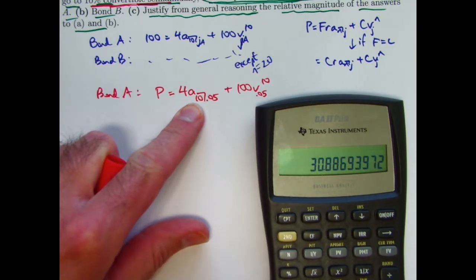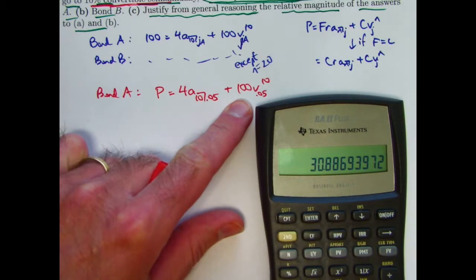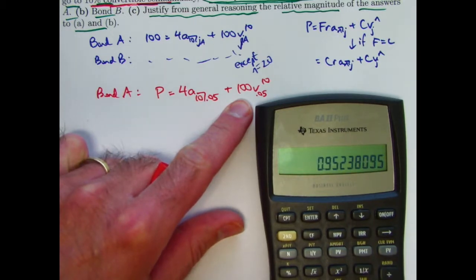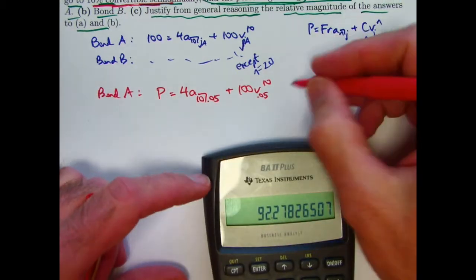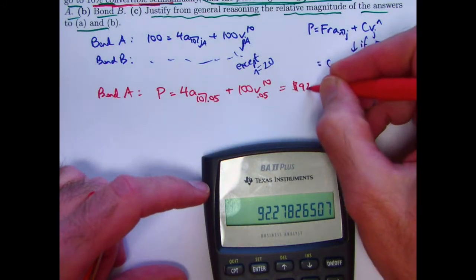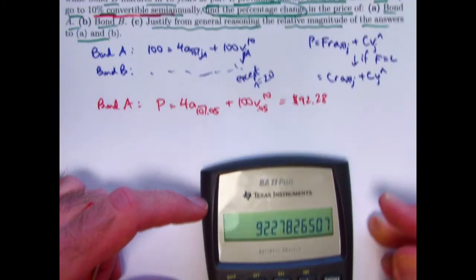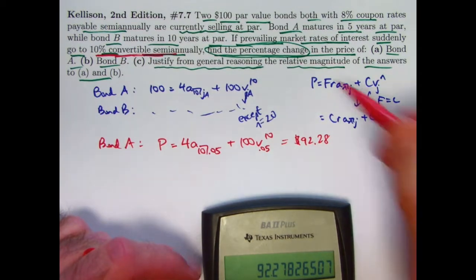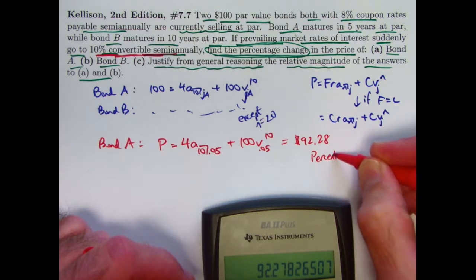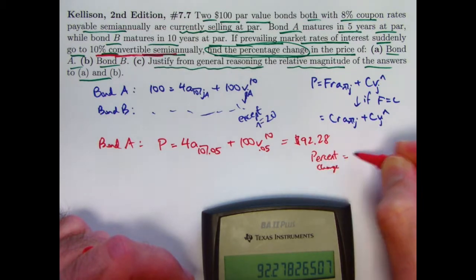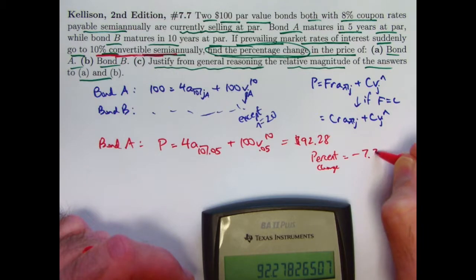Store that in register 1. Present value of the redemption amount: 1.05, reciprocal, there's V, raised to the 10th power. Multiply by 100. There's the present value of the redemption amount. Add to what's in register 1. The price is now $92.28. What percentage decrease is that? It went from 100 down to that. The percent change, which is what they asked for, would be negative 7.72%.